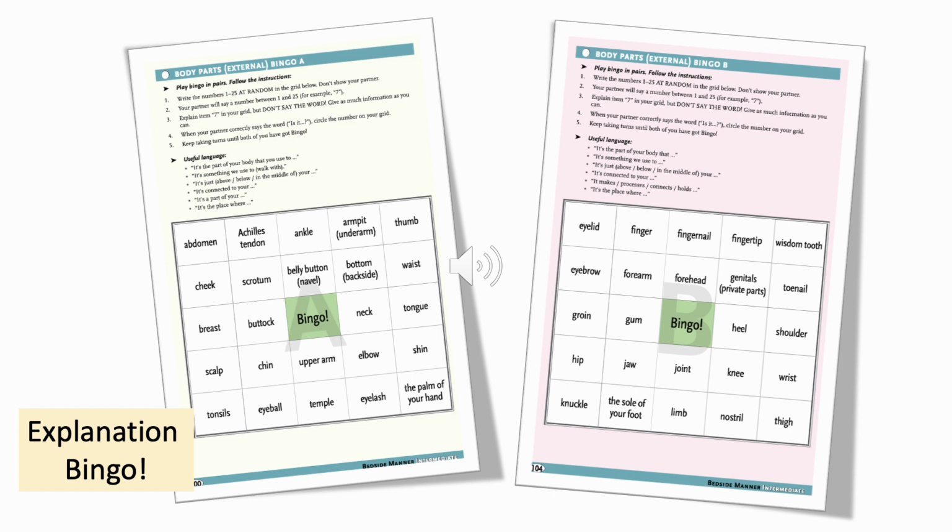And here you can see the students' absolute favourite activity in this book. It's the games of explanation bingo. These bingo games are designed to have students communicate while using and recycling the key vocabulary from the 4 vocabulary units. That's units 3, 6, 9 and 12.